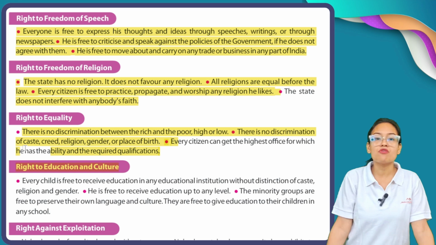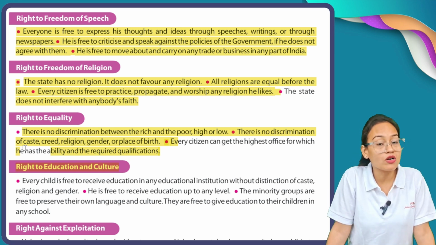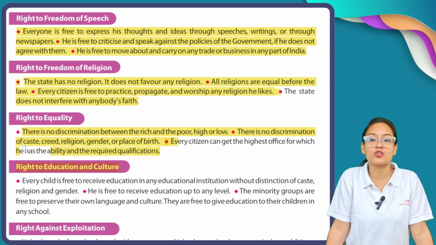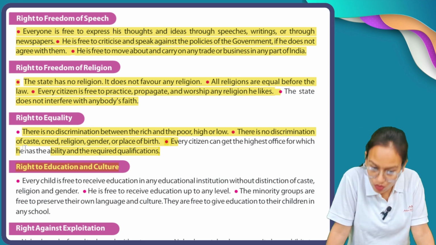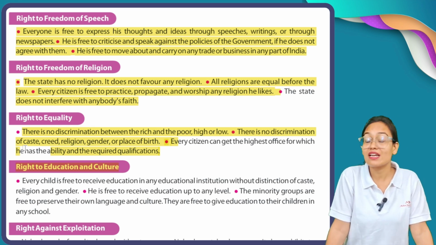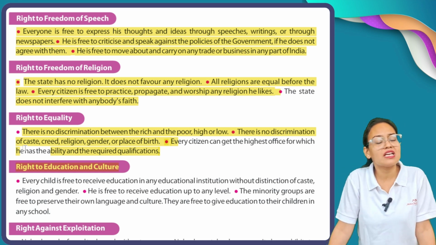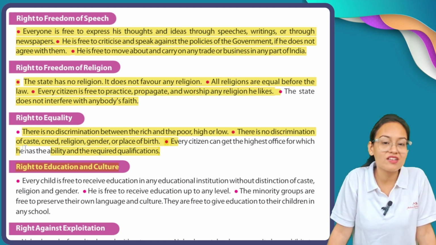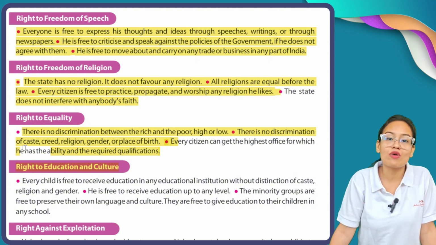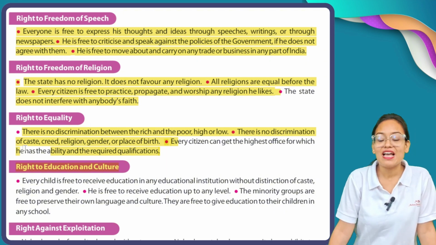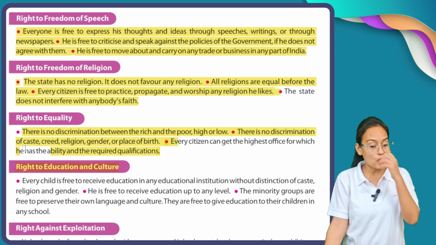For example, if you are born in Arunachal Pradesh, it doesn't mean that you can only get an employment opportunity in Arunachal Pradesh because it is your birthplace. No, you can get equal opportunity in Goa. You can get equal opportunity in Rajasthan. You are going to get equal opportunity in any state or any union territory of India, because all these rights are given under the right to equality by the Constitution of India. Every citizen can get the highest office for which he has the ability and the required qualification.